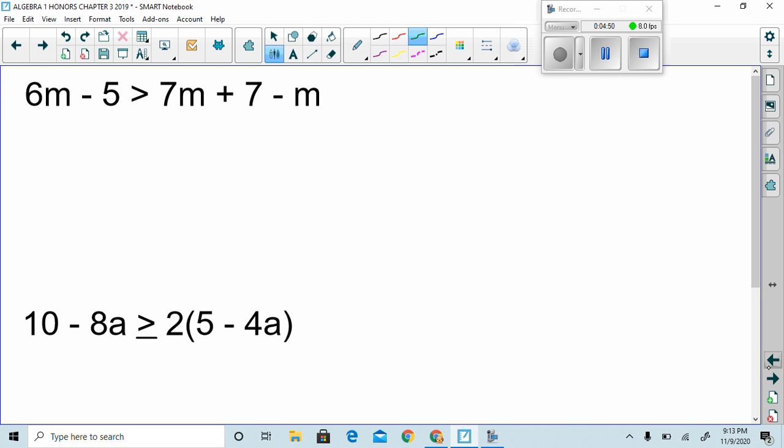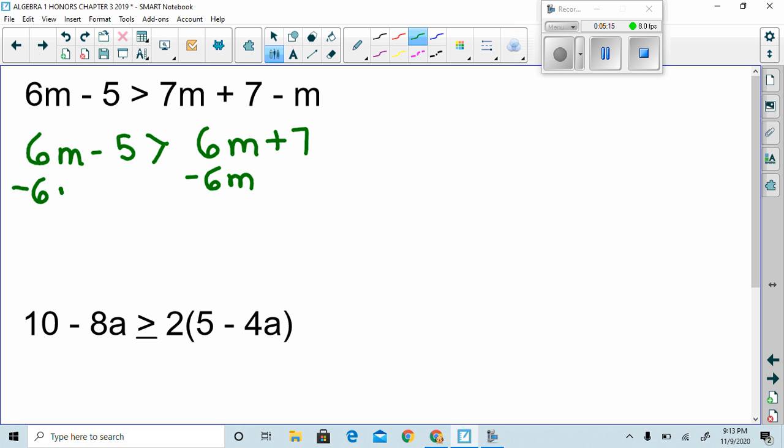Let's continue with just a couple more. Now, before I move anything, I notice that there is some like terms on the right, so I'm going to have 6m minus 5 is greater than, I'll combine and I'll get 6m plus 7. Variables on both sides, they need to be collected to one side. They cancel on the left and cancel on the right. Negative 5 is greater than 7. Now that's a false statement, and it's never ever going to be true, so there is no solution for this inequality.